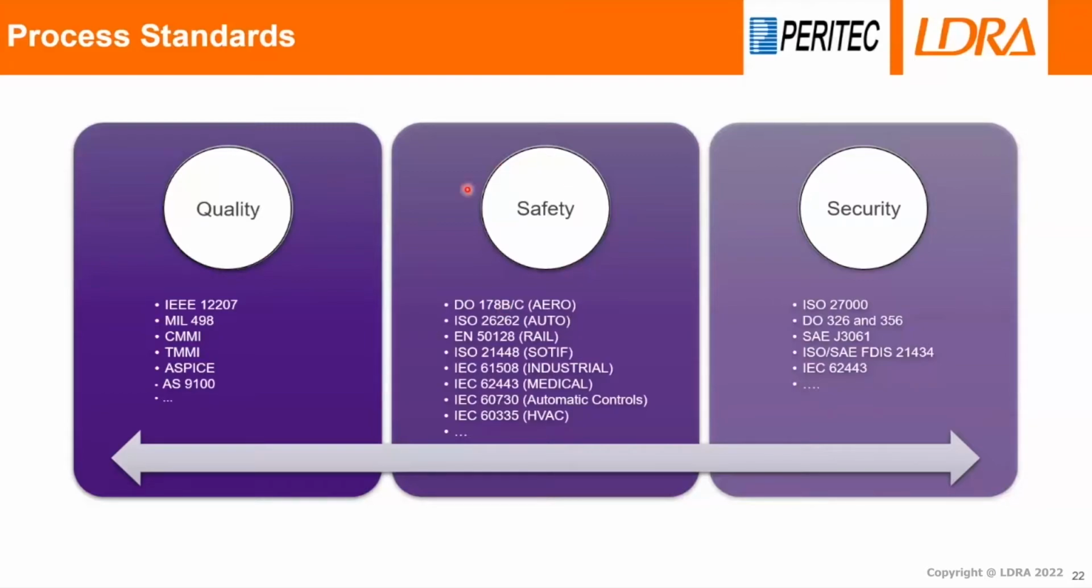And if you very specifically look at the safety related application development, we have the DO 178B or C for aerospace software, the ISO 26262 standard for the automotive software, and EN 50128 for the rail. And safety of the intended functions for autonomous cars is defined by ISO 21448. And for industrial applications, we have the 61508. The medical devices have 60601. Sorry, it's basically 60302. So I made a mistake here. And for the automatic controls, we have the 60730. And for HVAC, we have the 60335.